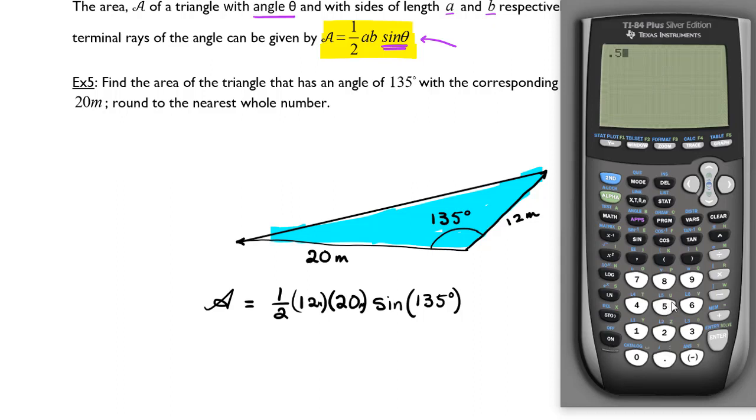I'll go ahead and just put a decimal 0.5 times 12 times 20 times sine of 135. And I have 84.85 square meters. It says to round to the nearest whole number, so I'll go ahead and round it up to 85 square meters.